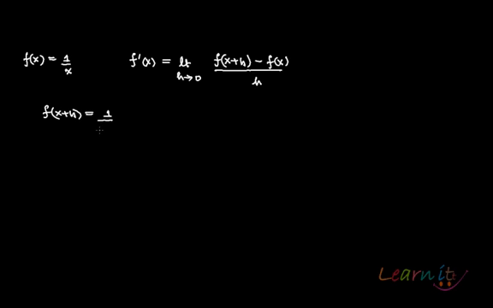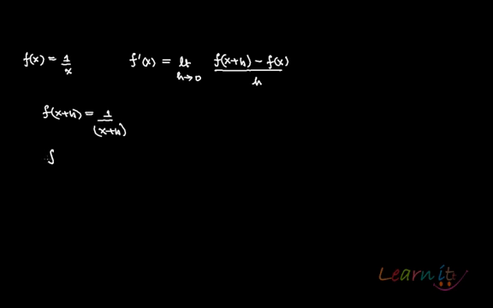Using first principles, we have to find out the derivative of f(x) = 1/x. Which is, f'(x) is given as the limit of h tends to 0, [f(x + h) - f(x)] divided by h. Now, what is the value for f(x + h)? Wherever x is, you will just write x + h.